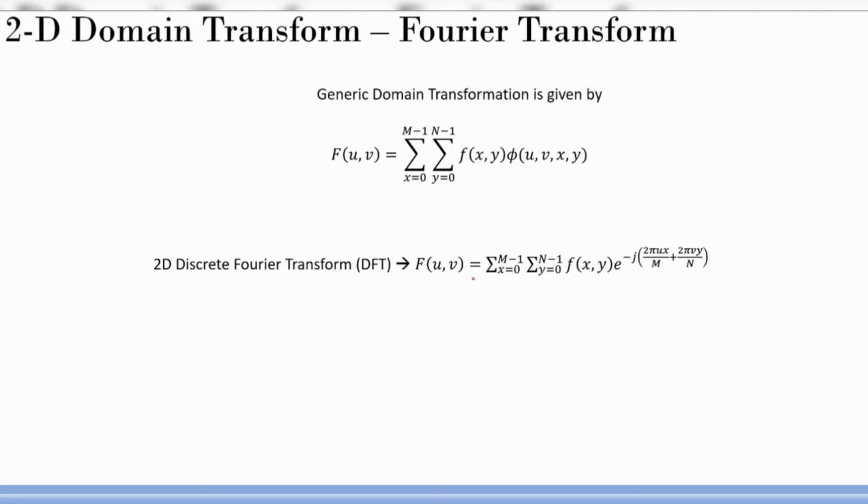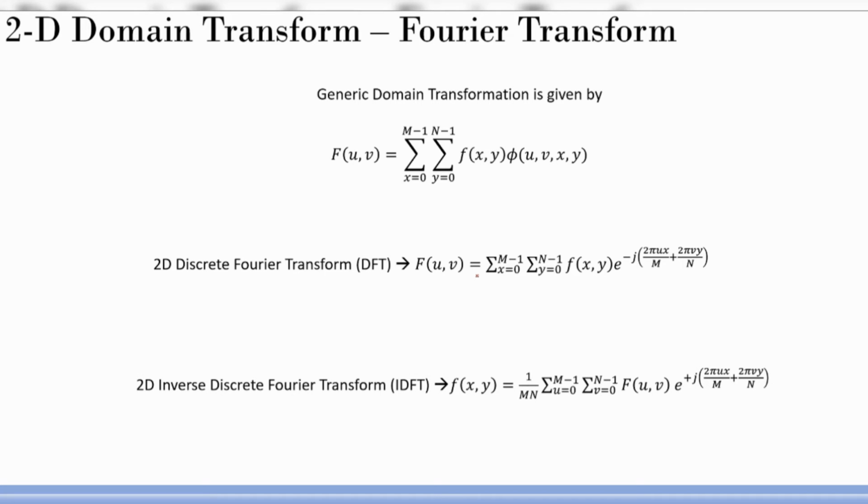Okay, so that's how you generate the entire thing. So that is a forward transform. Now what about the reverse or the inverse transform? The forward transform is nothing but converting f of xy to f of uv. You want to represent your image in the Fourier domain. Okay, so this is the Fourier domain representation. And the inverse transform is to convert the Fourier domain representation back to your spatial domain.